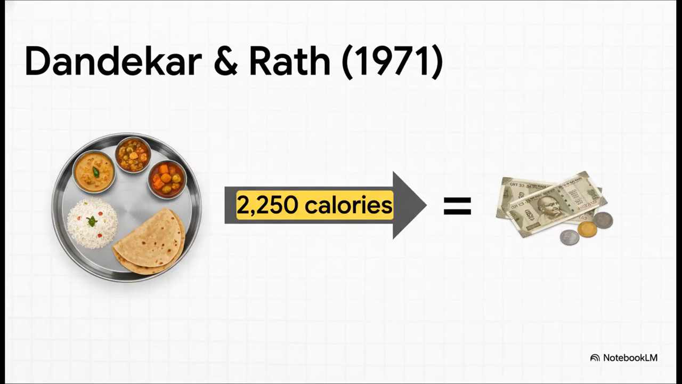The very first attempt to do this scientifically, by the Tendulkar and Rangarajan Committee, came up with a pretty simple but powerful idea. They decided to anchor the entire definition of poverty to one thing: food, specifically calories. They figured a person needs, on average, 2,250 calories a day. So the poverty line was just the amount of money you'd need to spend to buy food that gives you those calories. Simple as that.